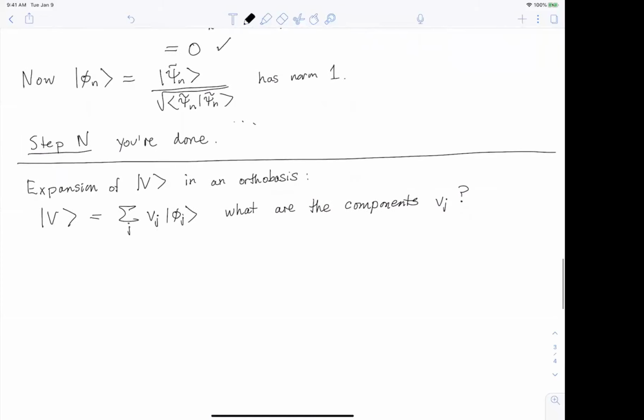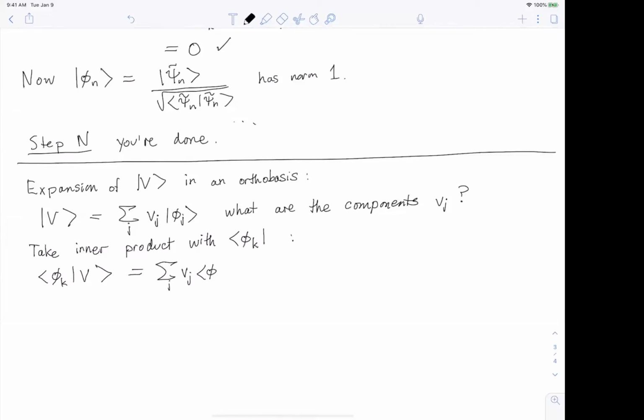And the trick is you take the inner product with some other member of your orthobasis, a generic member of your orthobasis. So take the inner product with phi sub k. I'm writing it in the bra form. And so what we get is phi sub k inner product with v is equal to a sum over j, v sub j, phi k inner product with phi j.